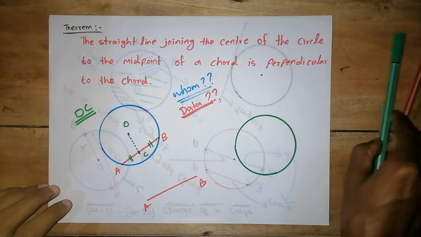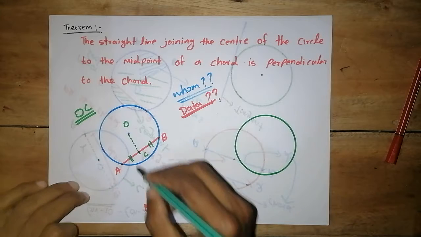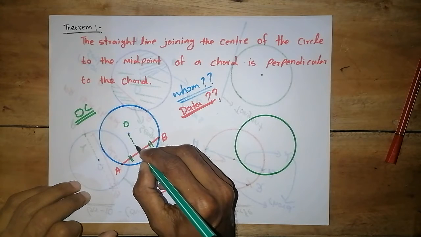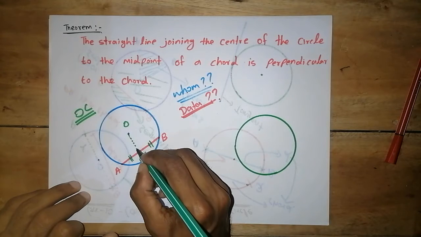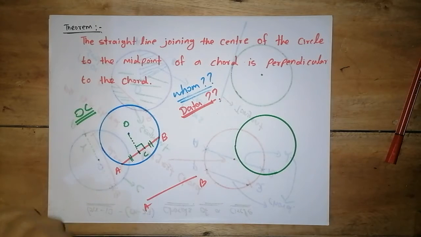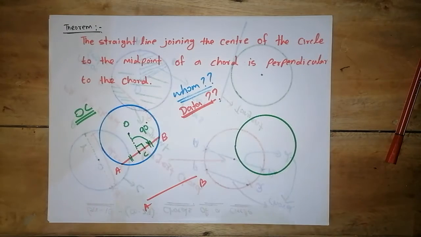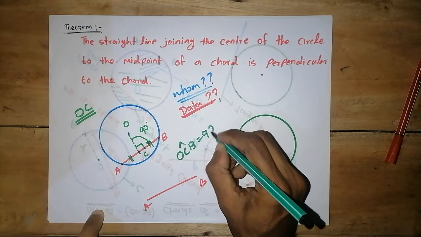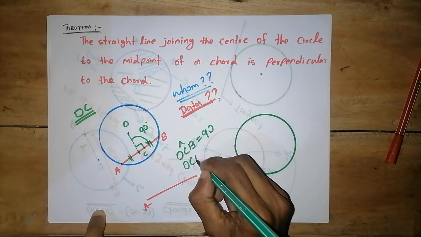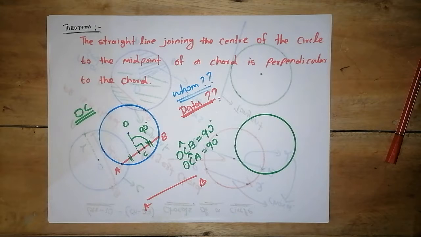So when you connect the center and the midpoint of the chord, the angle between the line we are joining and the chord is 90. So this angle is going to be 90 always. So that is the theorem. So angle OCB is 90, or we can say angle OCA is 90. So that is the theorem.